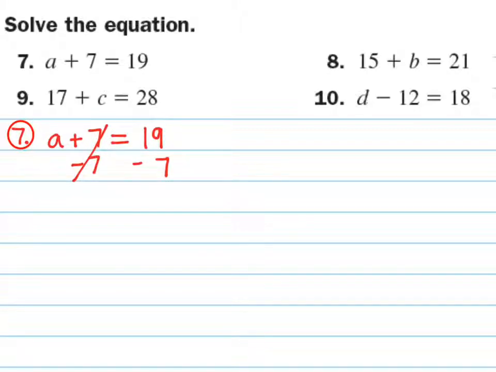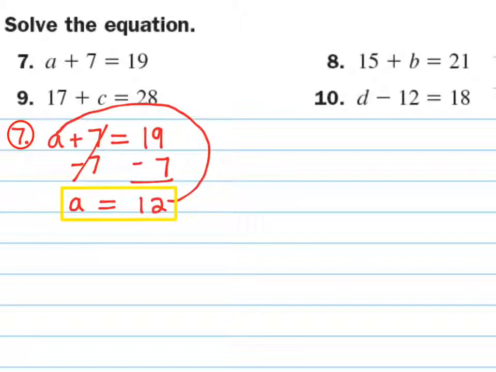And then we go to the next step. 19 subtracted by 7 is 12. So we say a equals 12. Now I want to double check to make sure this is correct. And so in order for me to do that, I plug 12 back in for a, and I have 12 plus 7, which we know is 19. So I know that that's the correct answer.